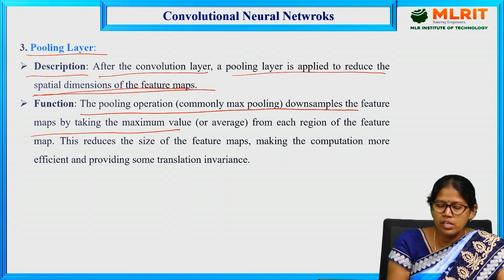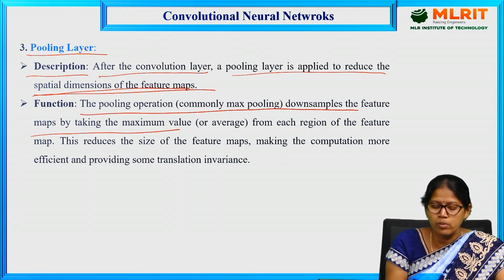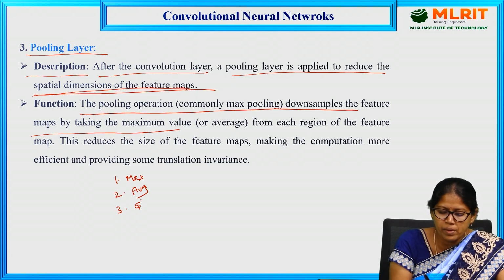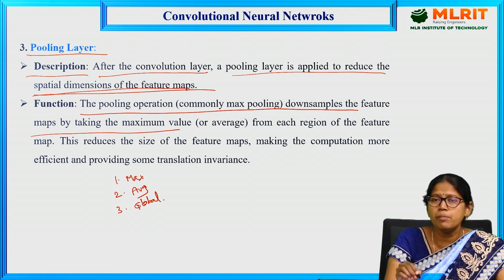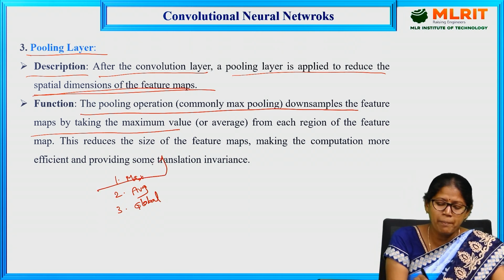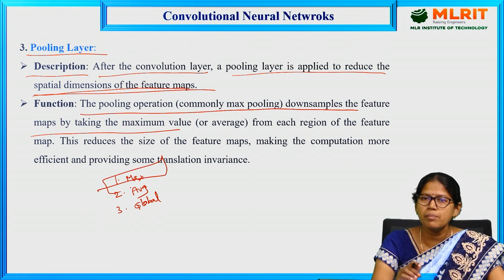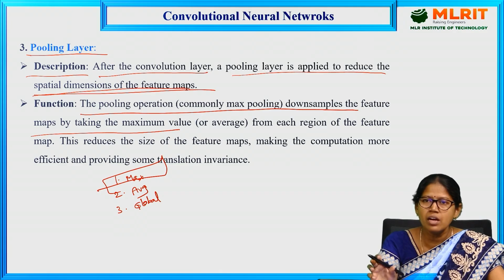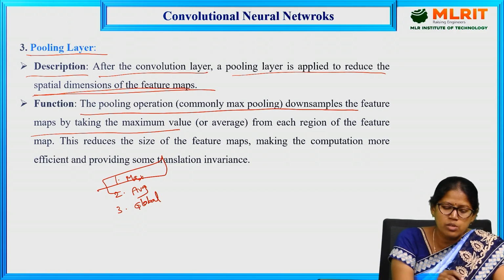Here in the pooling layer, there are 3 types of pooling. One is max pooling, average pooling, and global pooling. Mostly in the pooling layer, it will apply max pooling only. Whatever the max value is in that 2x2 or 3x3 region, it will take only that value as an output. Okay, let's look at the functionality.